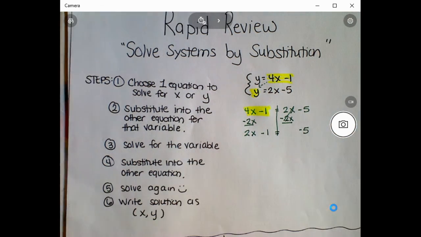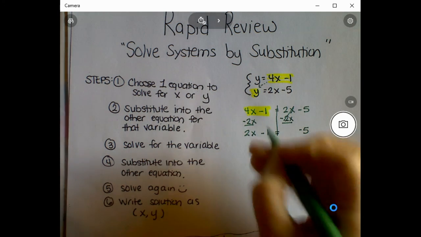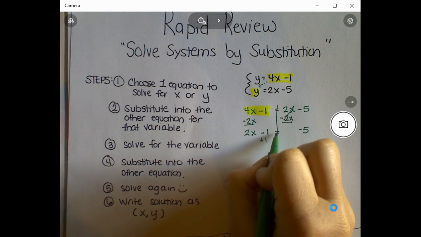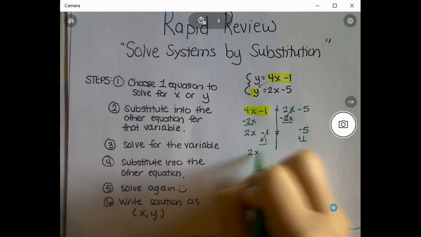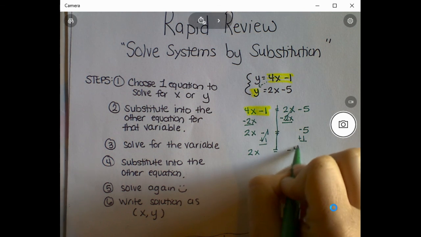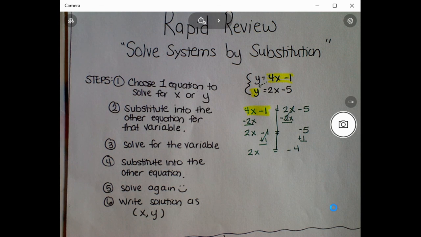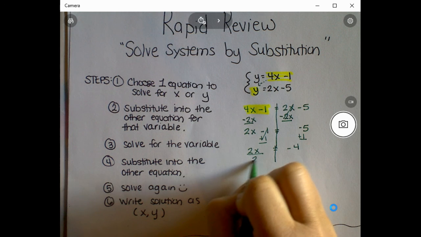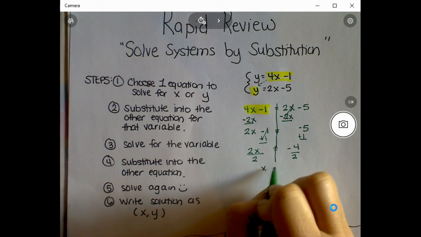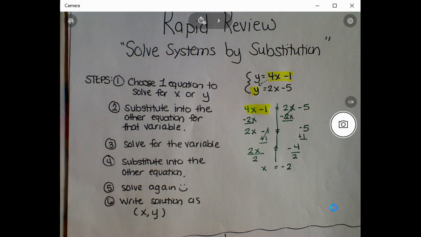All right, add or subtract something else to get the variable part alone. I'm going to add 1 to both sides. That way, our term that has the variable is already by itself. And lastly, divide. So we're going to divide both sides by 2. x equals negative 2. All right, so awesome. Now we know what x equals.